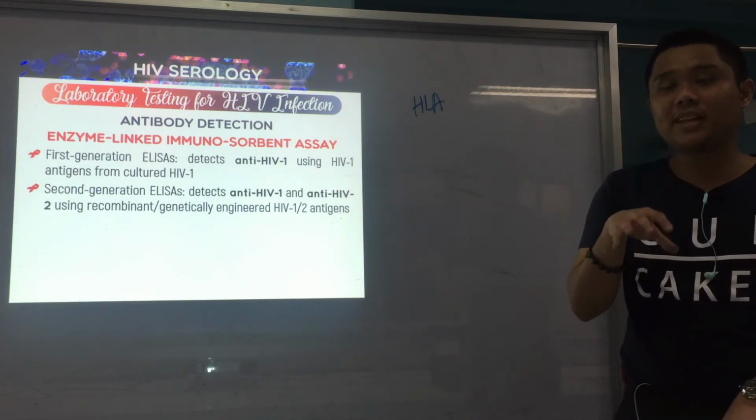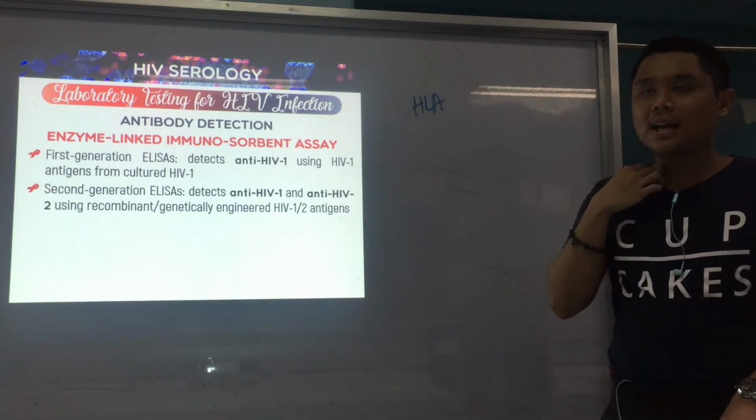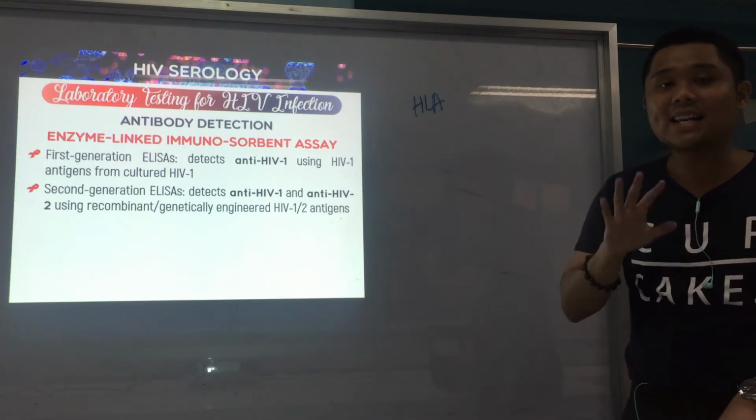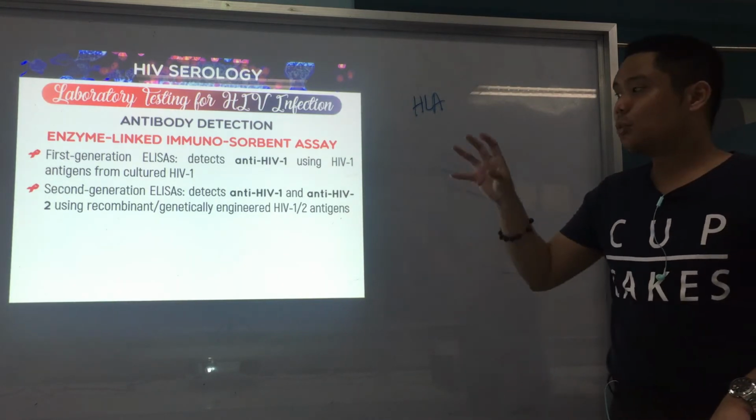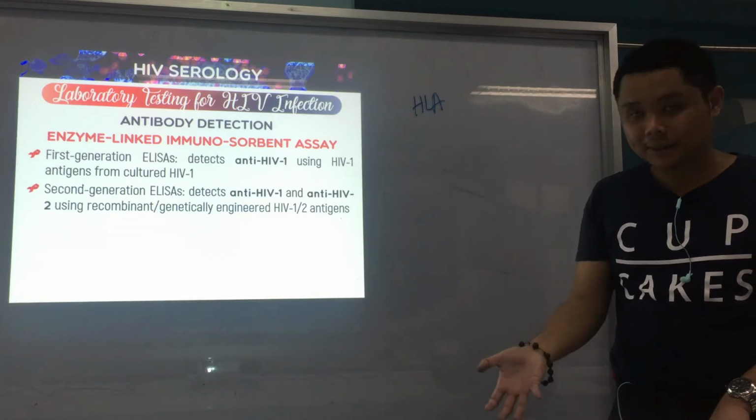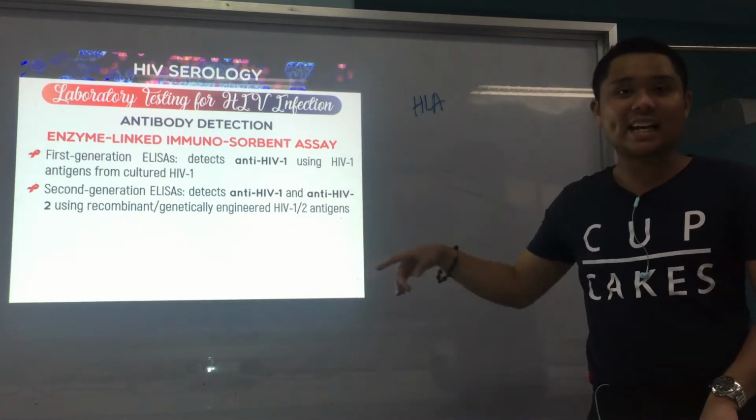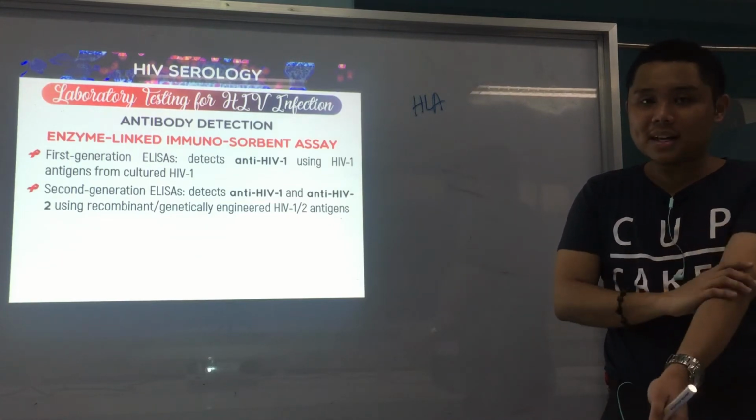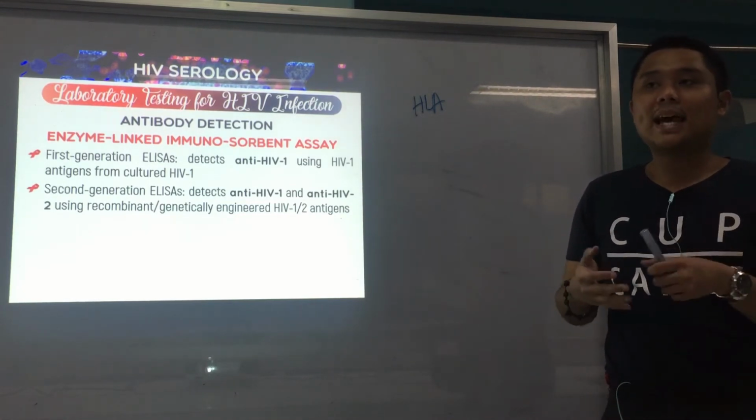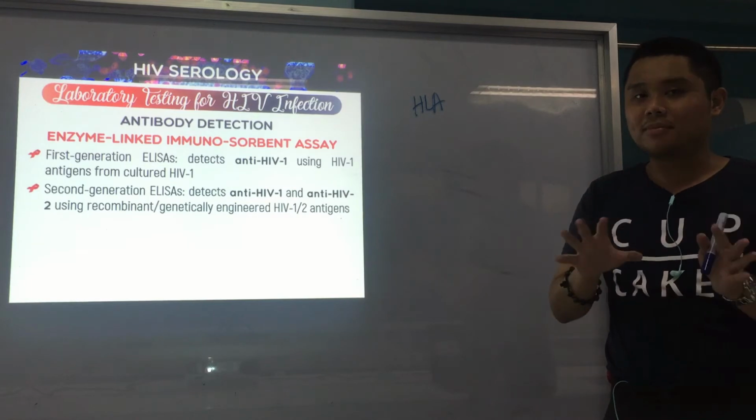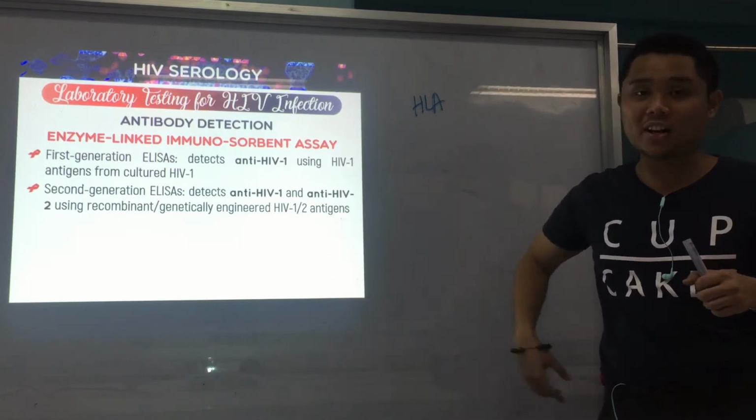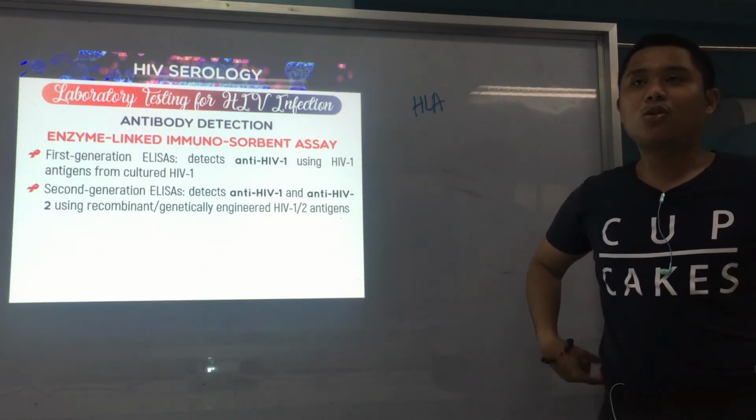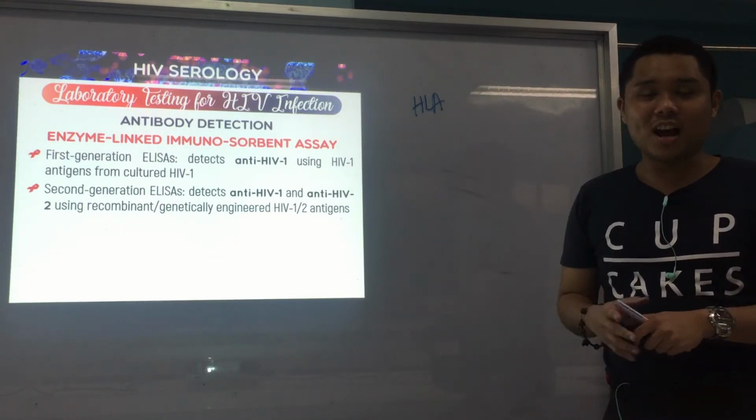Okay, the sensitivity is quite decreased because it cannot detect other antibodies that cannot react with these genetically engineered HIV-1 and 2 antigens. What if there are different antibodies found in the blood of the patient that are not the same as the genetically engineered HIV-1 and 2 antigens? So that is one disadvantage, okay?